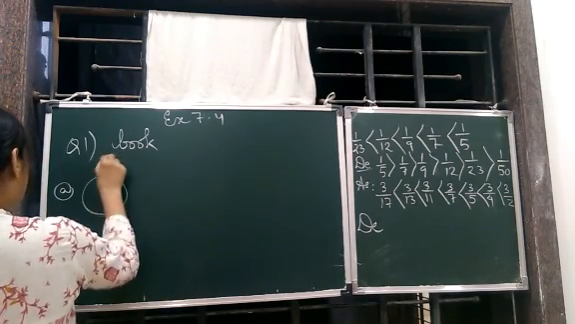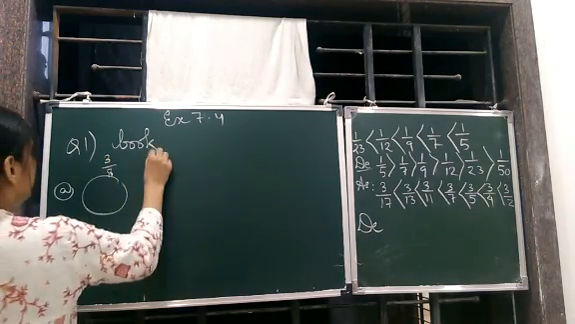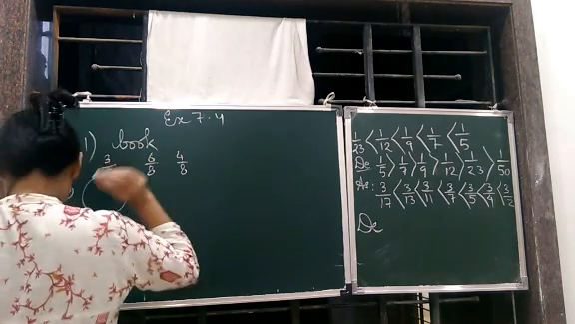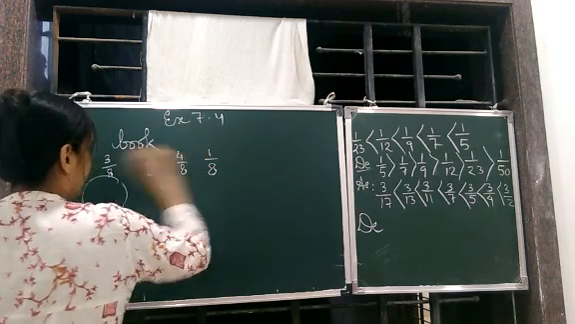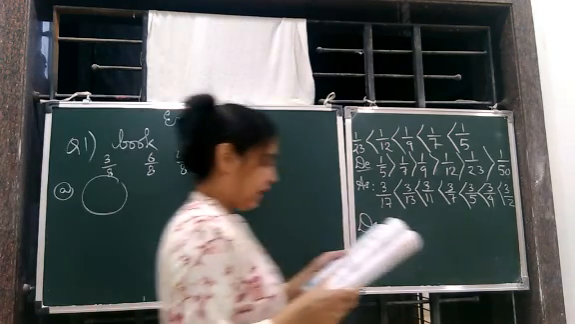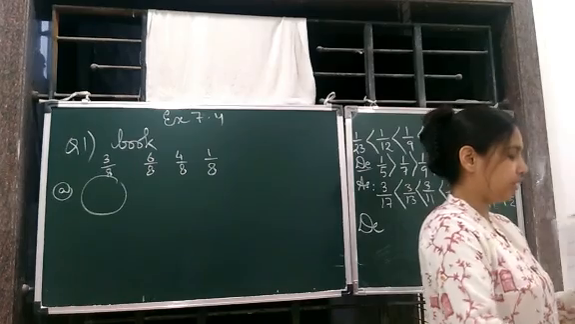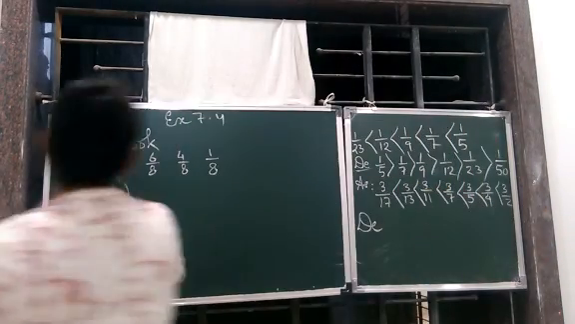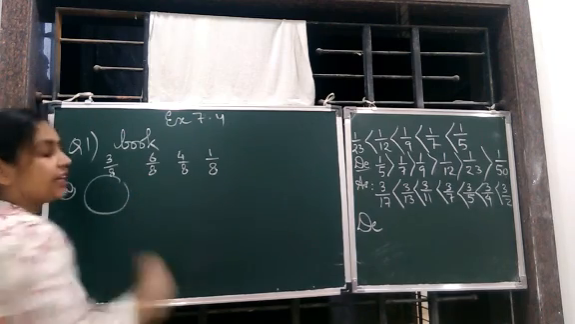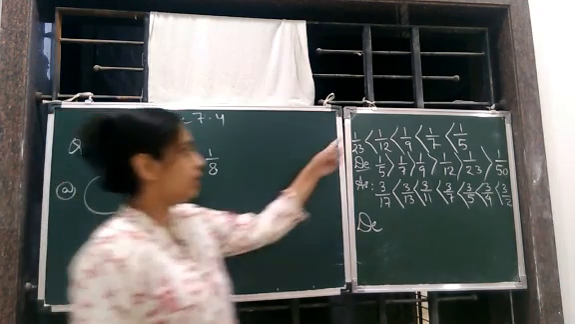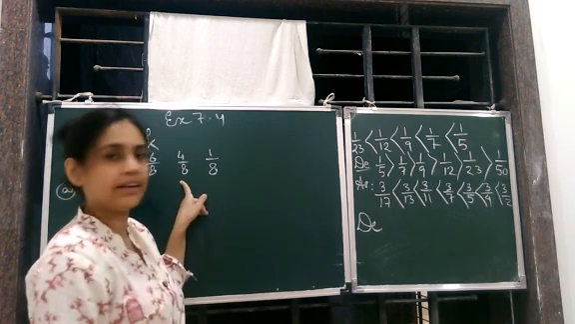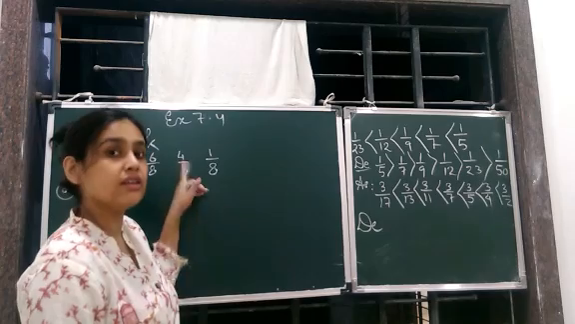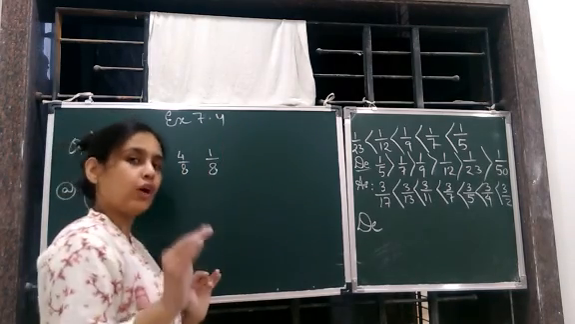So the first one is 3 by 8. Second one 6 by 8. Third one 4 by 8. Fifth one 1 by 8. You have to arrange them in ascending and descending order, putting the correct sign between the fractions. Here the numerators are not same, the denominators are same. Earlier the numerators were same, here the denominators are same. When the denominators are same, we compare the numerators, where the bigger remains bigger, small remains small.